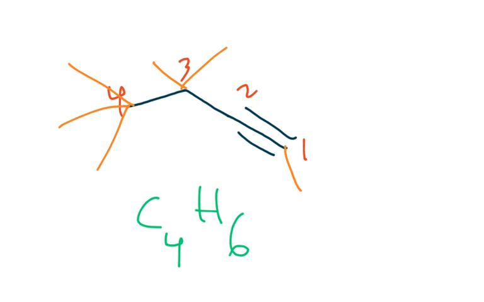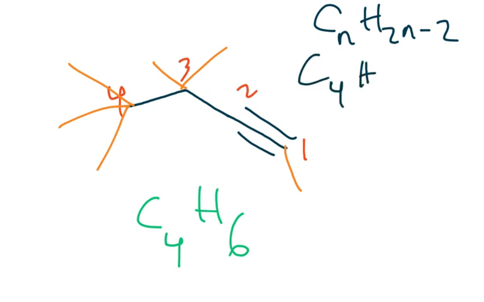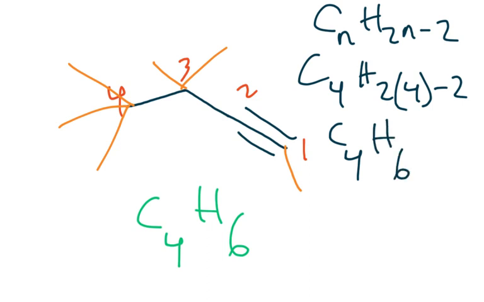Now, if you wanted to, you can check the formula of this compound with the formula that we came up with in the beginning, which is CnH2n minus 2. n is the number of carbons, which we know is 4, so it'd be C4H2 times 4 minus 2. So that'd be C4, and then 2 times 4 is 8. 8 minus 2 is 6, so H6, right? And so as you can see, these two are the same formula.